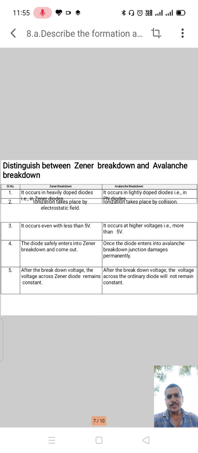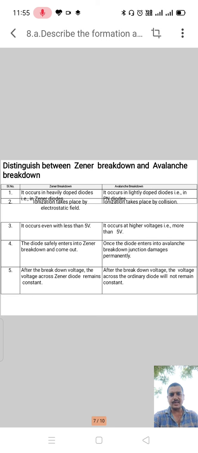And coming to the third point, Zener breakdown occurs even with less than 5 volts. Coming to the avalanche breakdown, it occurs at high voltage, that is more than 5 volts.